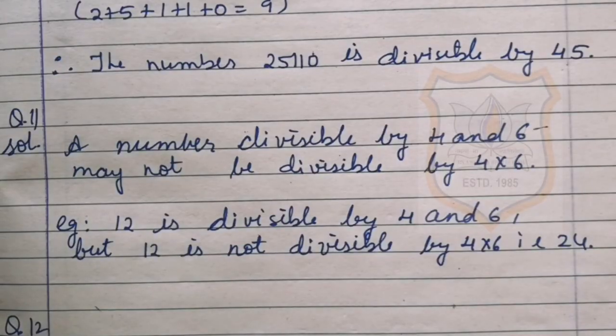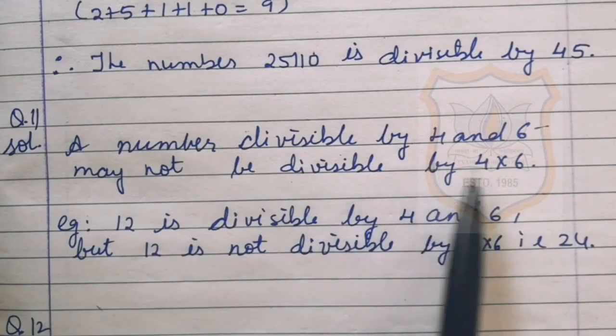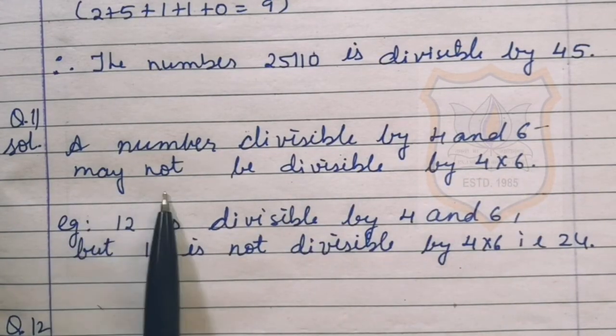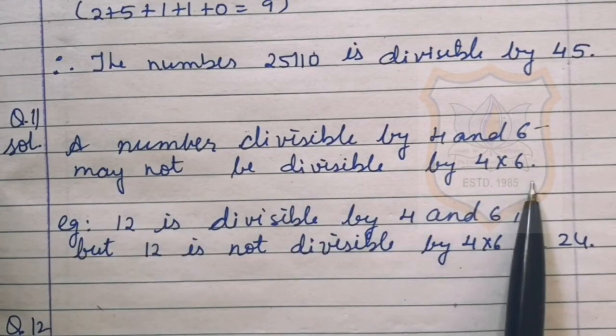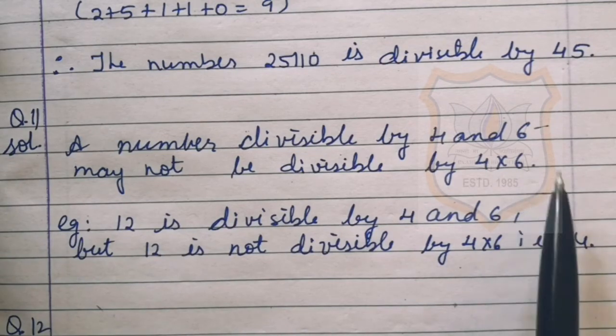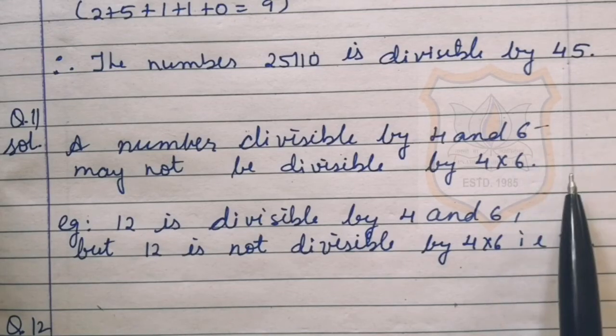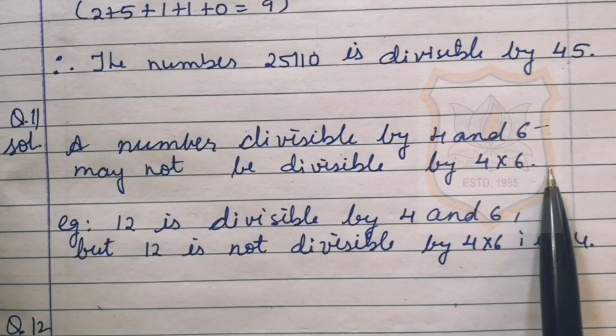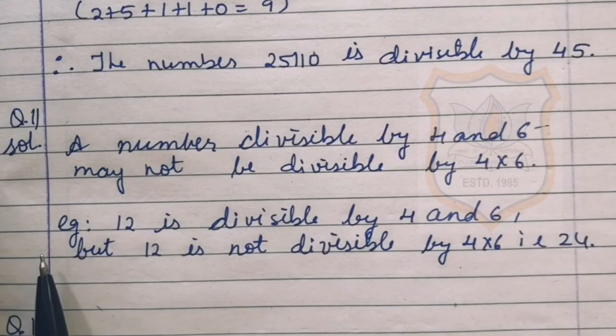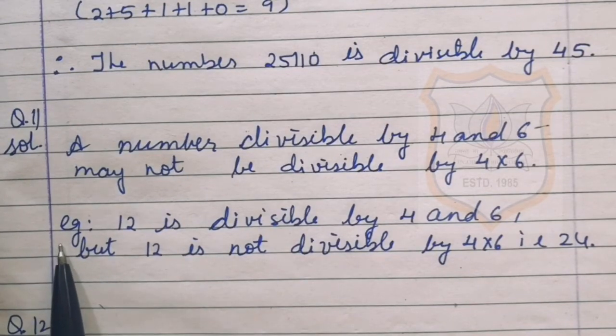Now solution for sum number 11. Here a number divisible by 4 and 6 may not be divisible by 4 multiplied by 6. We have to find out if a number that is divisible by 4 and 6 is not divisible by 4 multiplied by 6. I will explain this to you with an example.